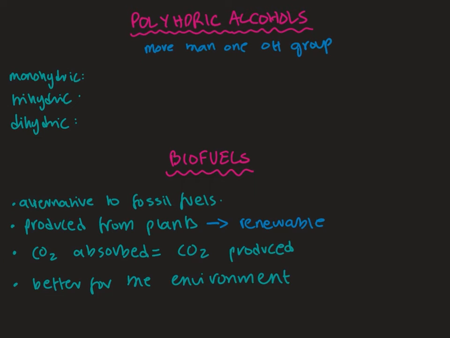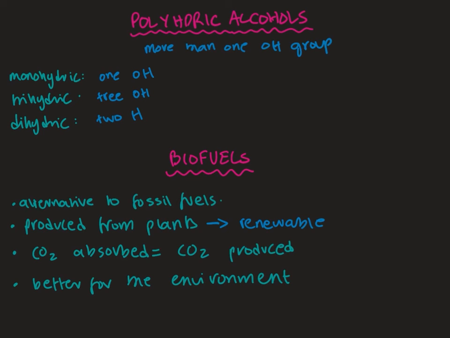Polyhydric alcohols are the ones that have more than one OH group. So in this case, we have monohydric alcohols that have one OH, trihydric alcohols that have three OH groups, and dihydric alcohols that have two OH groups.